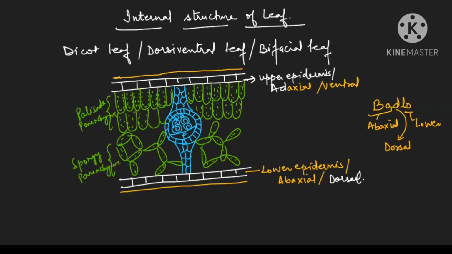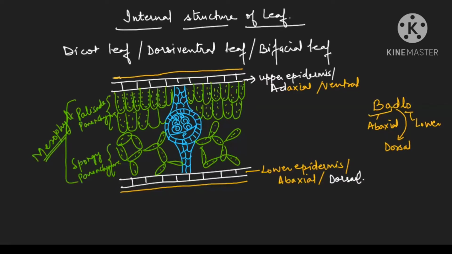And together is known as mesophyll. This is mesophyll. Clear, beta? Up till here the concept is clear. Now see one more thing. In the epidermis, obviously stomata will be present.